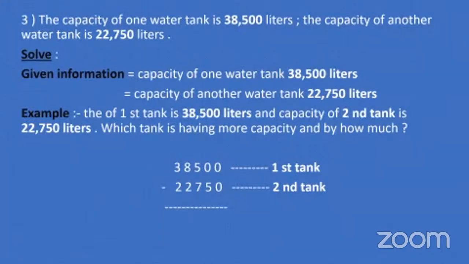For that purpose, we'll arrange the numbers in a subtraction. We'll subtract the second tank capacity from the first tank capacity. Okay. So we have arranged that. What is the capacity of the first tank? That is already given. 38,500. Very good. Very nice, beta. And what is the capacity of the second tank? 22,750.